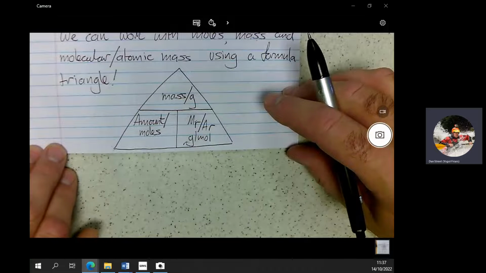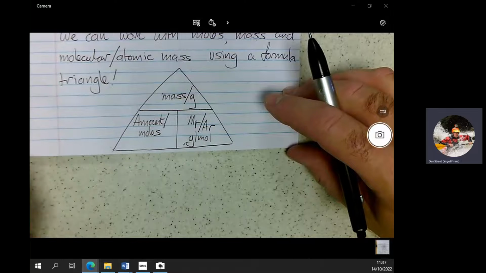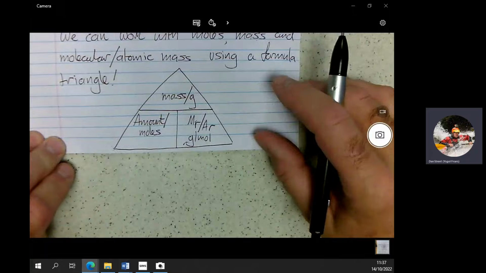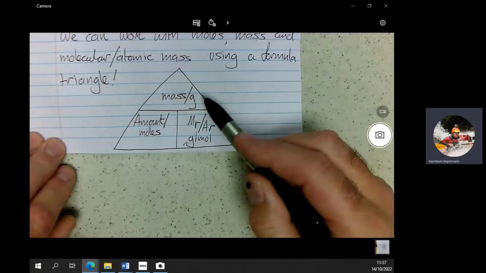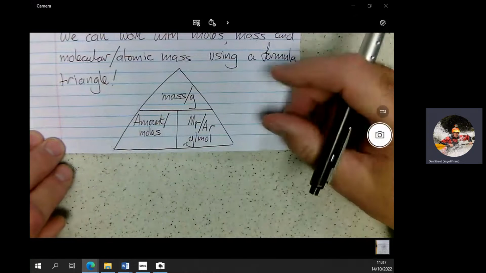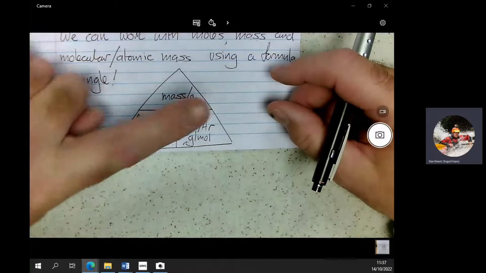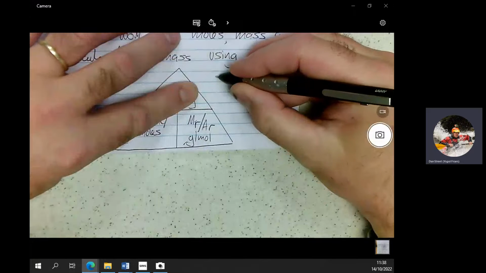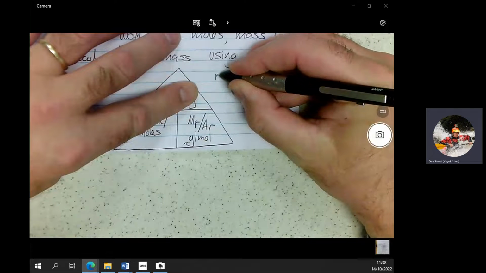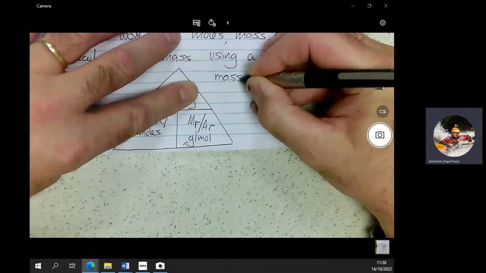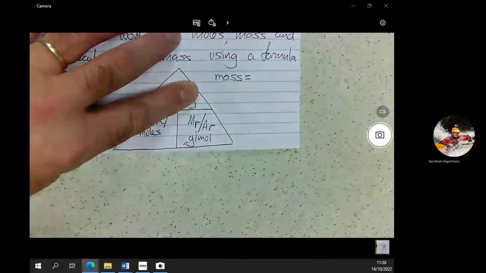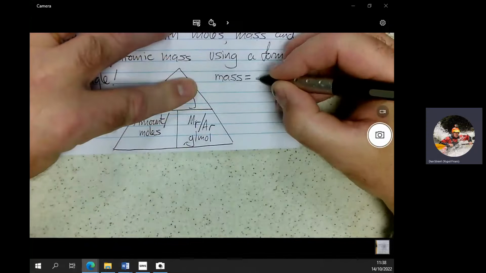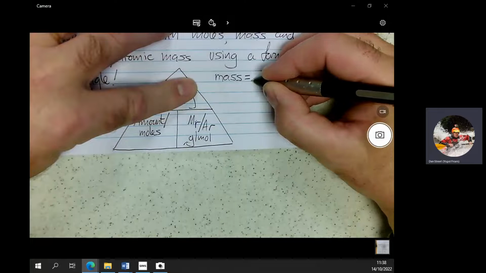If in a question you're asked to calculate the mass of something in a chemistry paper, the likelihood is you will be using this equation. In order to use this triangle, we would cover up the word mass. If we want a formula that allows us to work out the mass, we cover up the word mass and write mass equals, and it's going to equal the number, the amount.